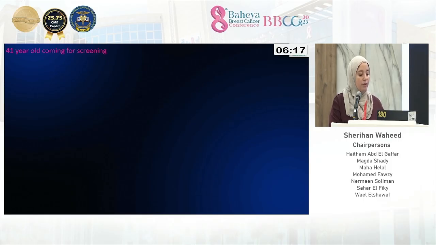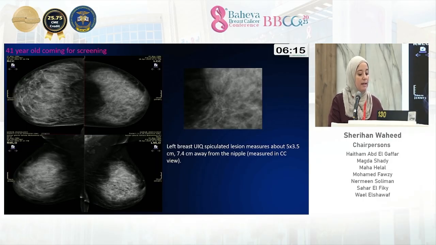We have a 41-year-old who's coming for screening, and we can see a left breast upper inner spiculated lesion that measures about 5 centimeters.